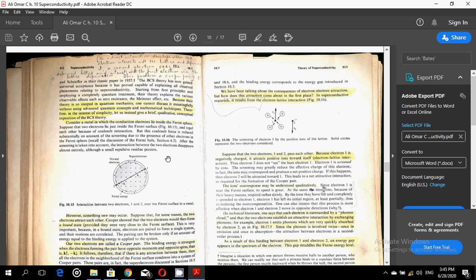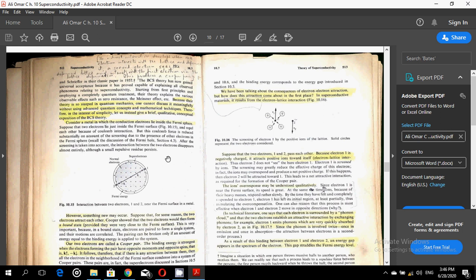You will see when the next page will be displayed. So we have two electrons establishing an attractive interaction by exchanging phonons. For example, electron number 1 emits phonons which are very quickly absorbed by electron number 2, as shown in figure 10.17. Since the phonon is involved twice, once in emission and once in absorption, this attraction between electrons is a second-order process.